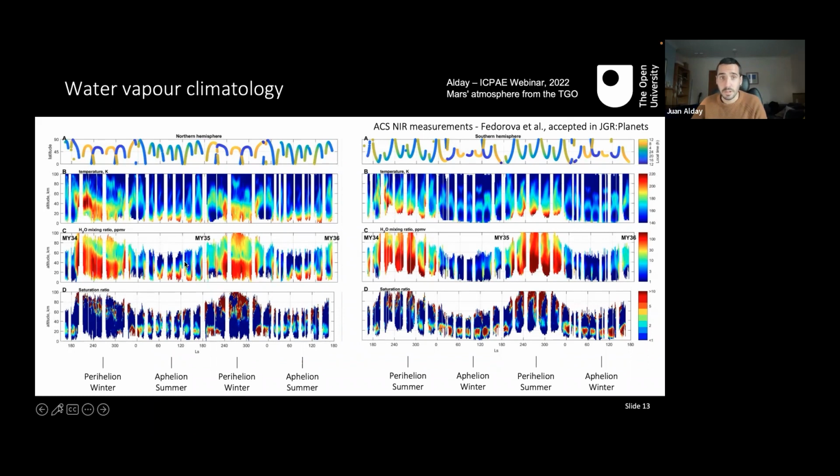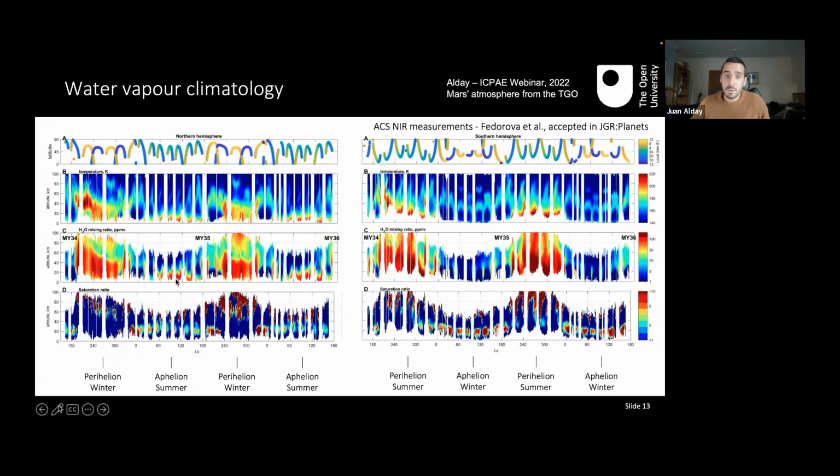And the left plots are for the northern hemisphere and the right ones are for the southern hemisphere. And then in this very top panel, it shows the latitude of the observations, because, due to orbit constraints, the latitude of the solar occultations changes throughout the mission. And what is it that we see then about the vertical structure? So let's start looking at the aphelion season when it's summer in the northern hemisphere, and that we measured during Martian years 35 and 36. What is it that we observe?